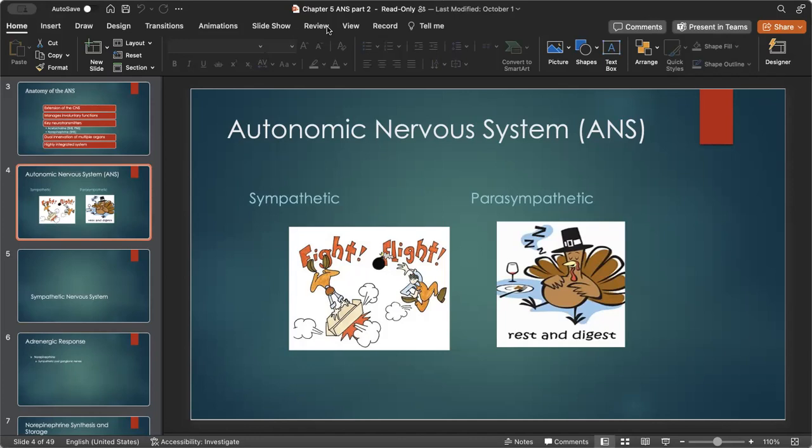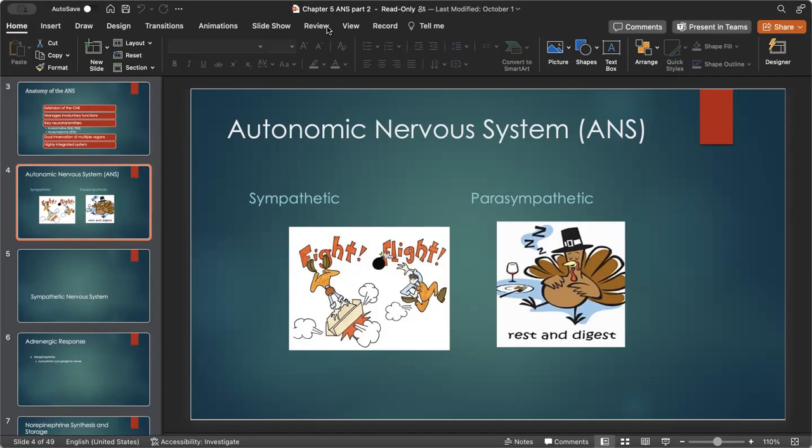For parasympathetic, it's the opposite. So your heart rate decreases, your blood pressure decreases. This is your resting phase, right? You also have increased GI motility. So you're going to go to the bathroom, you're going to pee. So those are some of the differences.